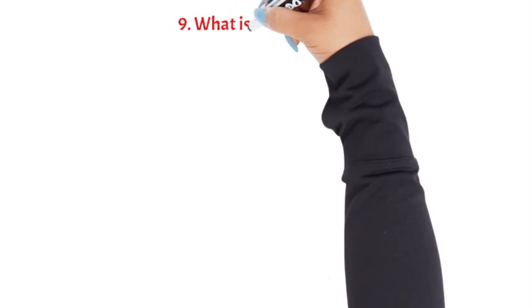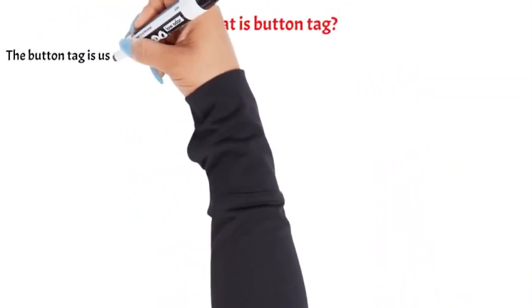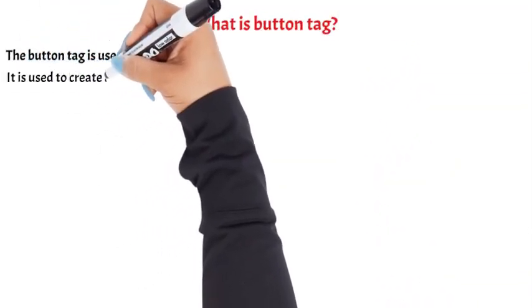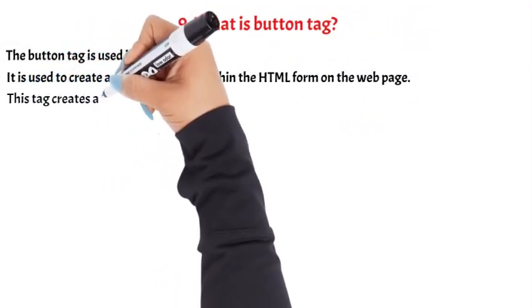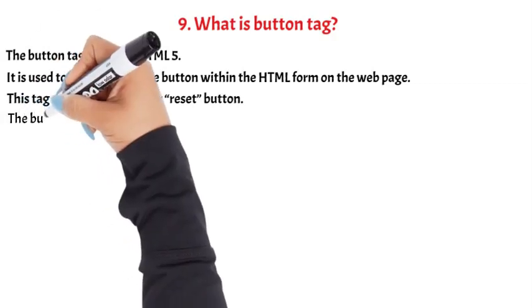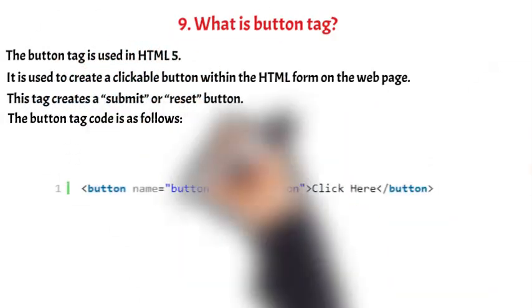9. What is the button tag? The button tag is used in HTML5. It is used to create a clickable button within the HTML form on the web page. This tag creates a submit or reset button. The button tag code is as follows.